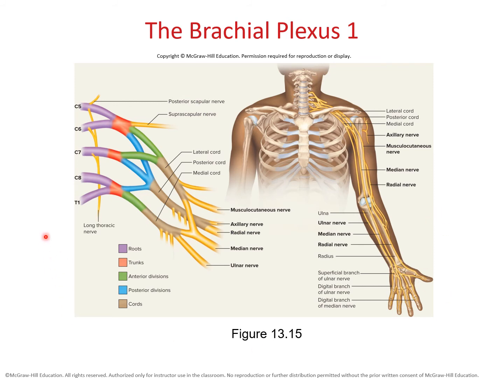Here's your brachial plexus. It is quite complex. You see it has roots. They join to make trunks, then they divide again to make anterior divisions and posterior divisions. Then they join again to make cords, and then we have divisions that are the actual nerves. These are nerves that you need to know for lab. Here is the median nerve that is responsible for carpal tunnel syndrome.